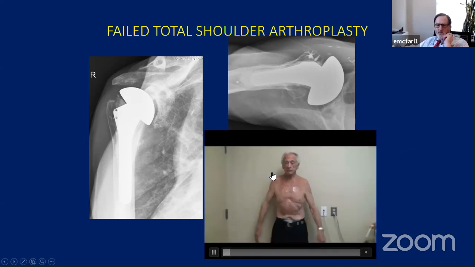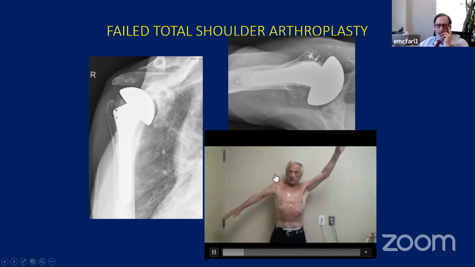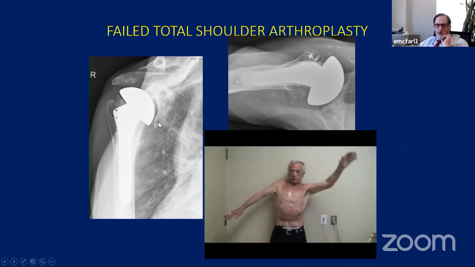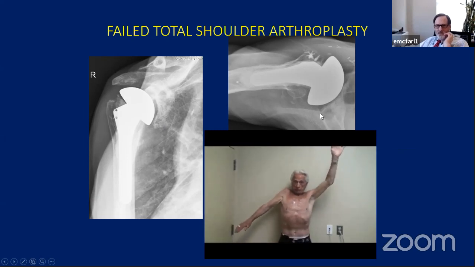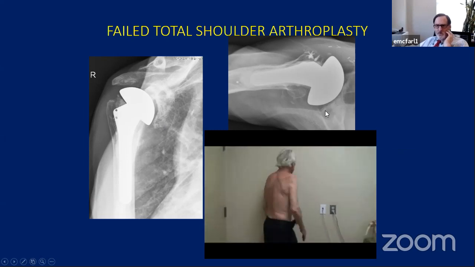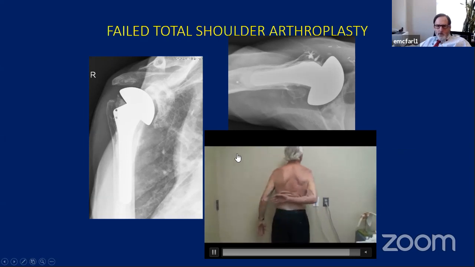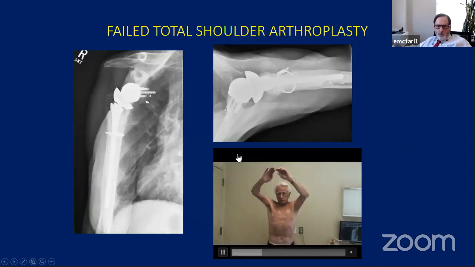You can see he's got tremendous atrophy in the right side, but again, he has superior escape. Partially, there's no real glenoid component. You can see his glenoid is somewhat deficient here, so it's not very big. And so anyway, this is a good indication for reverse. And this is what we did. And this is his motion.